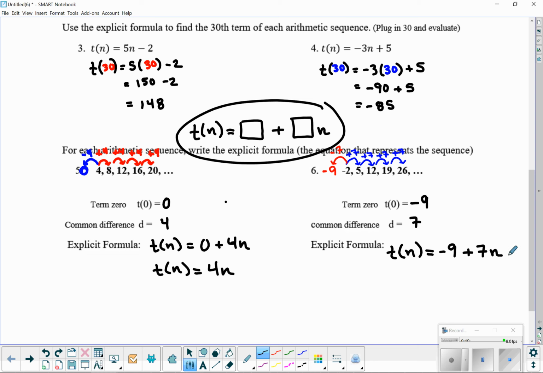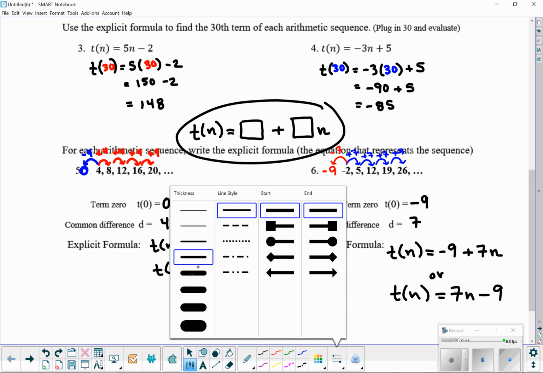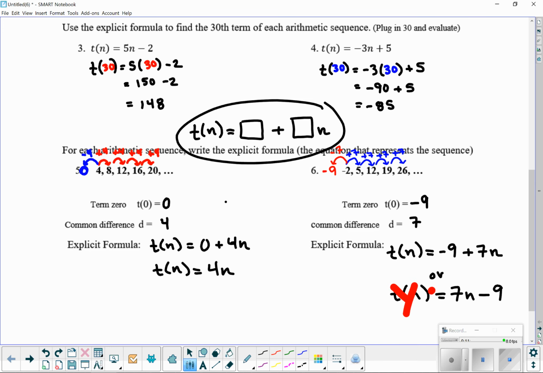If you want to make it match this one, you can also write it as T of n equals 7n minus 9, and that's going to be more likened to the y equals mx plus b. So either way works. You can do the same for here as well. All right, that's your answers.